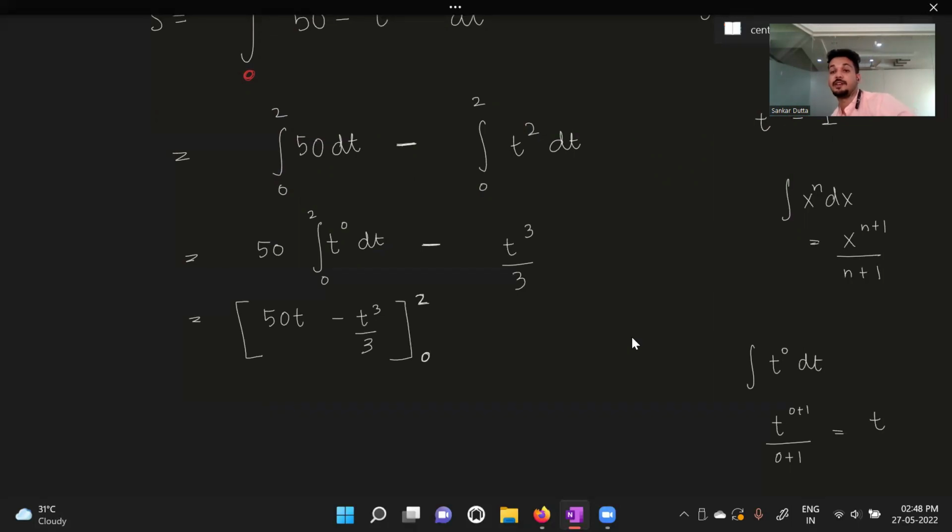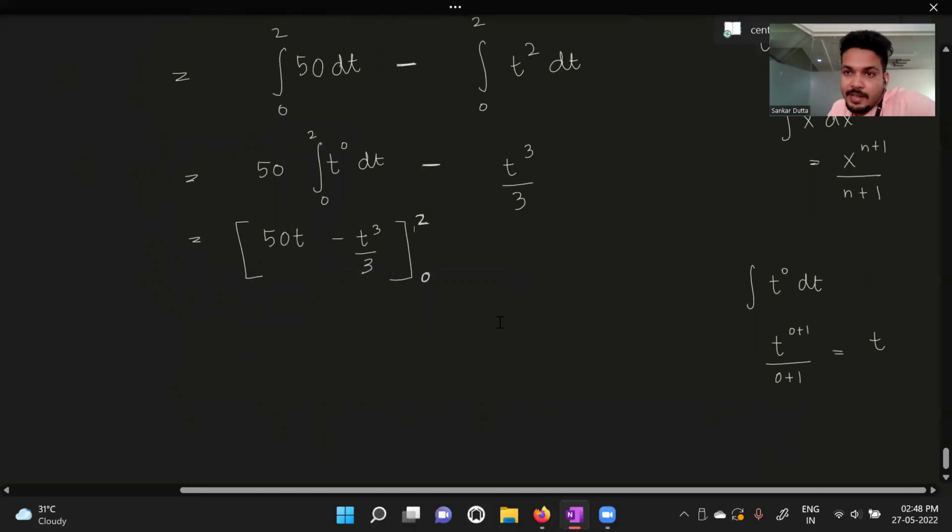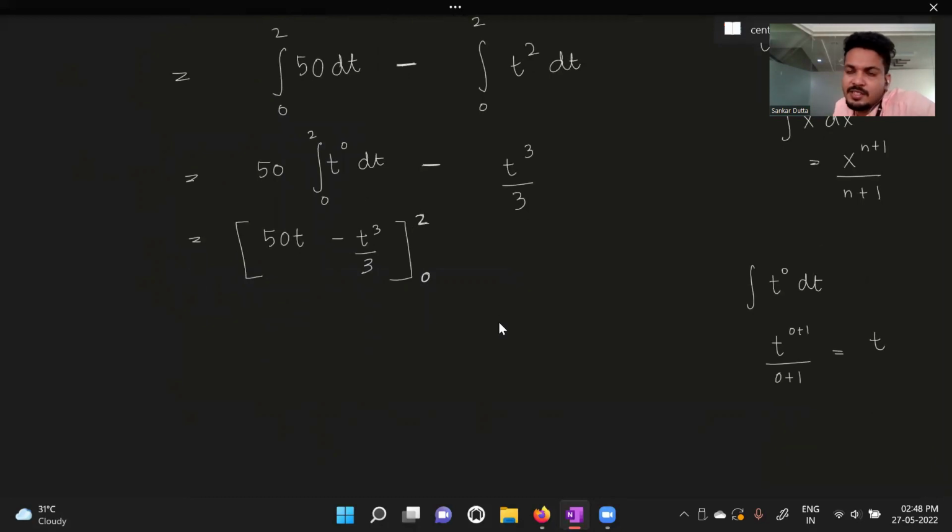So this is how we write. We still haven't put the values, okay? Now, how do you put the values? This is the simple integration. Up to here, this is simple integration. 50's integration is 50 times t. t squared's integration is simply t cubed by 3.